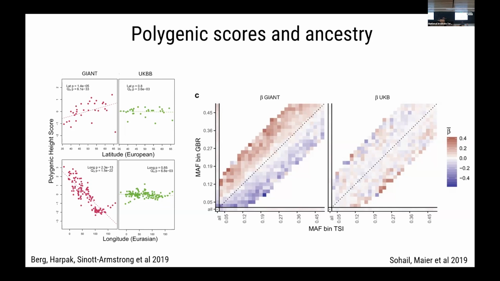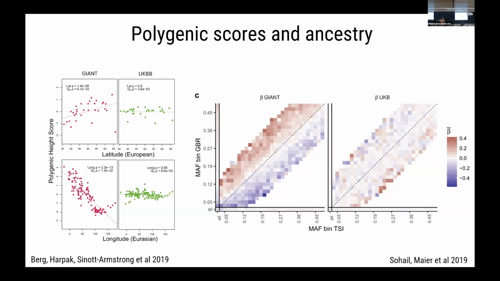And a subsequent paper from Sohail in 2019 showed that the reason that signal appeared in the GIANT database is because of some non-random systemic correlation that exists between the effect sizes that were estimated and the allele frequency differences across different ancestries. So you had an environmental covariate that was generating a fake genetic signal.